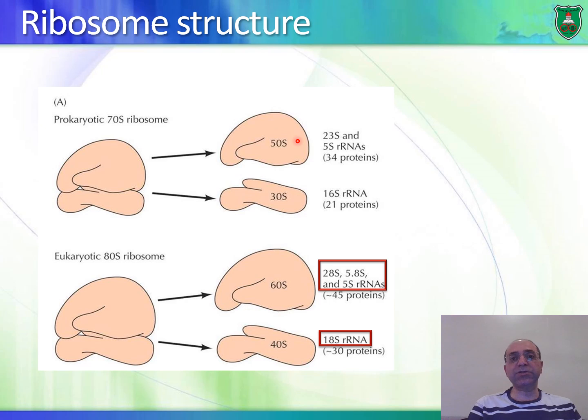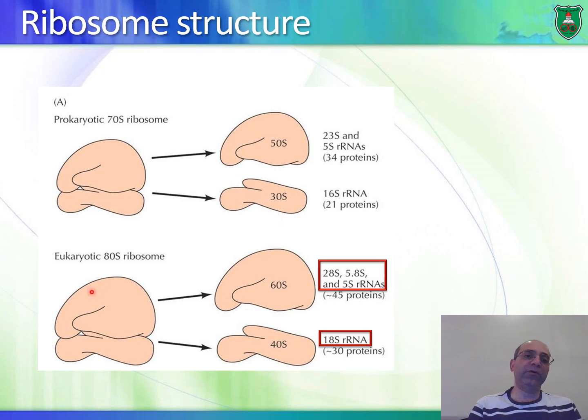Now, the large ribosomal subunit inside bacteria is composed of two types of ribosomal RNA molecules, and these are the 23S and the 5S. And there are many proteins. Now, if you look at the small ribosomal subunit, it is composed of 16S ribosomal RNA as well as 21 proteins. I don't care about these numbers, 34 and 21, by the way. I care about the type of the ribosomal RNA molecules.